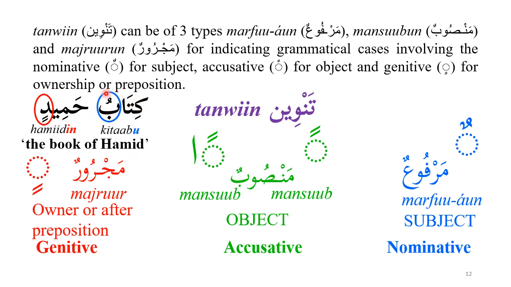Actually, this is marfu here without the al, because the translation is the book of Hamid. You have to understand this. Although the al is not mentioned here, this is marfu by its position. And Hamidin is majrur because majrur shows the genitive case, that's one, or it is after a preposition which shows the linkage, as I will explain to you when we go to harf.